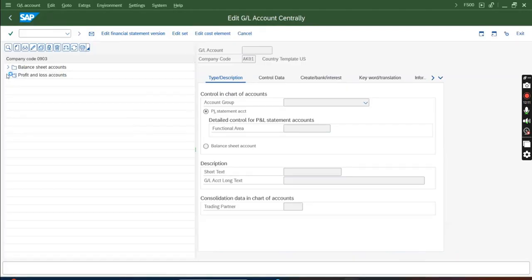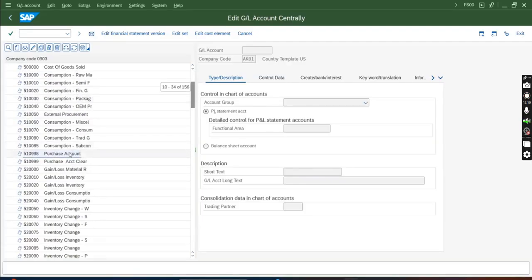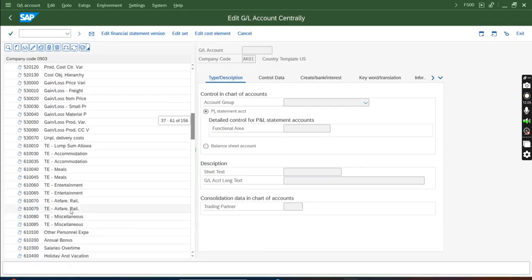Now, if I go to the profit and loss account, you will see sales revenue, income. Sales rebate, sales discount, these are all expense or loss. You'll see purchase account expense, inventory change, gain loss. So all income and expense, these are all travel expense, entertainment, meals, accommodation, lump sum. All these are not recorded in FICA. These are copied to my company code.